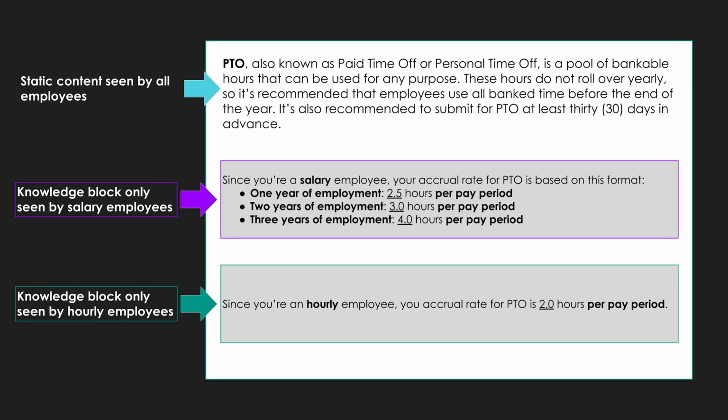In this scenario, you could have just one article related to PTO that could have static header content, such as a definition of what PTO means and how early your organization recommends that you submit for it. This is content that everyone sees, and after that static content, you could leverage 2 knowledge blocks, one for salary employees and one for hourly employees, to then show additional information that's relevant to the specific user. This is done by defining user criteria that utilizes data from their user profile.